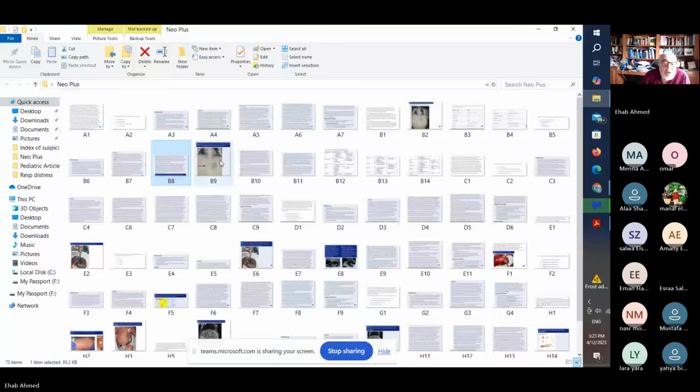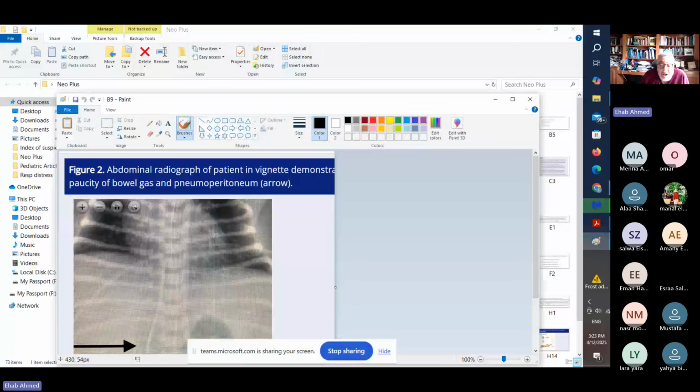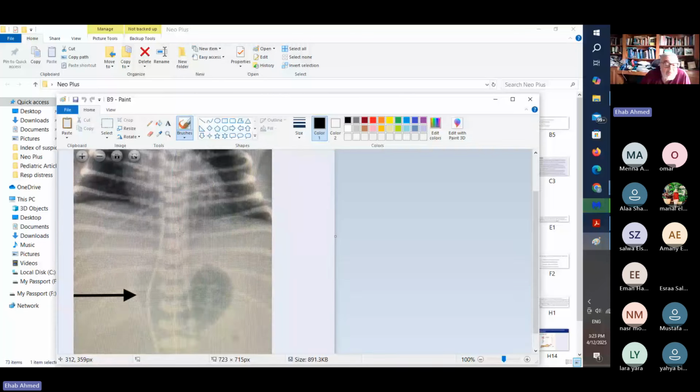So this is how they read the babygram. The paucity of bowel gas pattern, and there is a pneumoperitoneum. And this is shown by the arrow, okay? Which is a small amount, but not a massive amount because of the massive effusion.